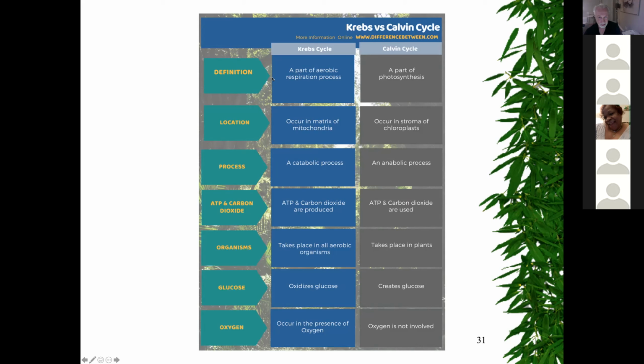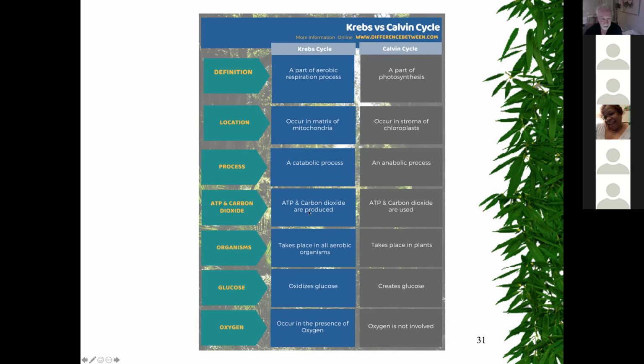So the definition: the Krebs cycle is part of the respiration process. The Calvin cycle is part of photosynthesis, and occurs in the chloroplast. The location: mitochondria versus chloroplasts. The process is catabolic in the case of the Krebs cycle, that is, it's tearing complex molecules apart and releasing energy. The Calvin cycle is anabolic. It's using energy to build up complex molecules.